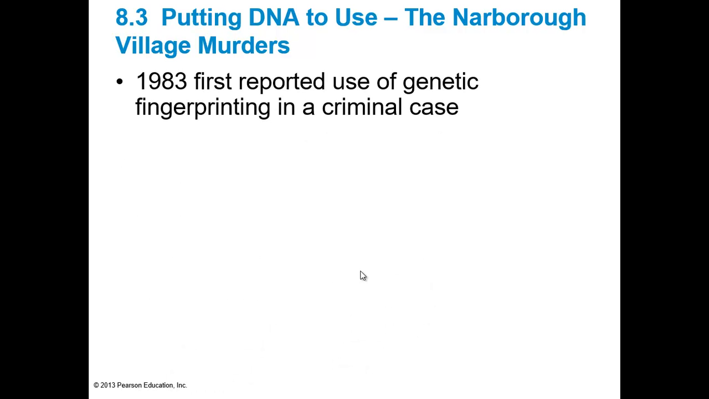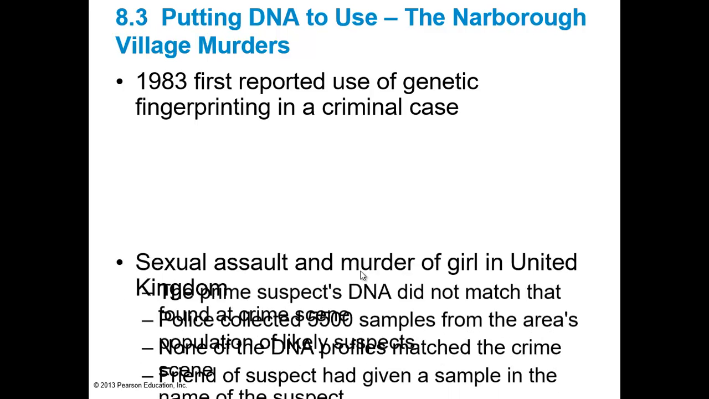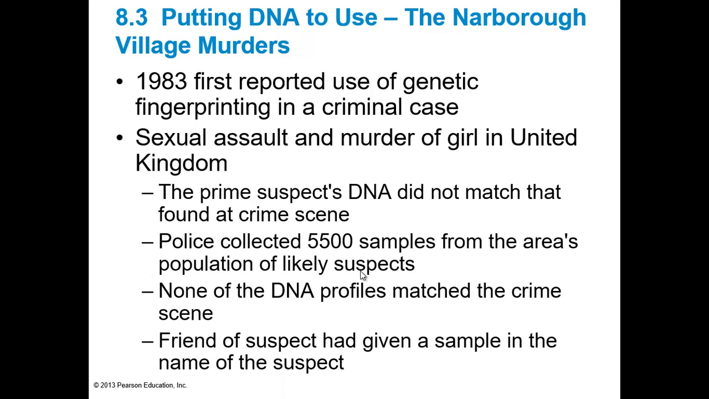Okay, and so looking at a little history, in 1983, the first reported use of genetic fingerprinting was done in the UK in the Narborough village murders. Okay, this was the sexual assault and murder of a girl in the UK, and the prime suspect's DNA did not match that of the crime scene.